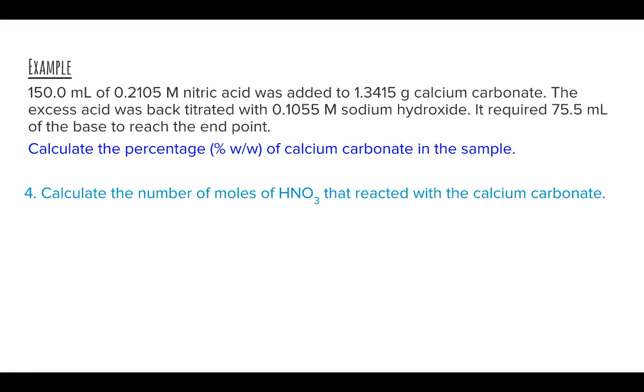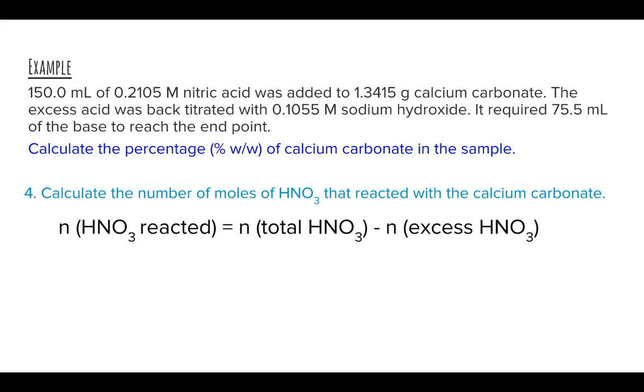Now we want to have a look at the number of moles of nitric acid, rather, that reacted with the calcium carbonate originally. How would we do that? Looking at the number of moles of nitric acid that reacted, we would have to know the total nitric acid that was added minus the number of moles of nitric acid that remained after that initial reaction.